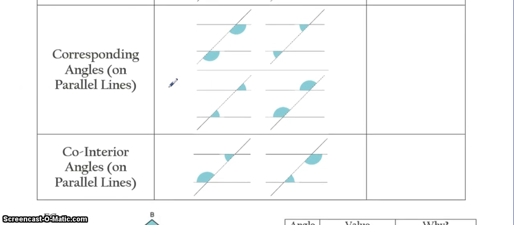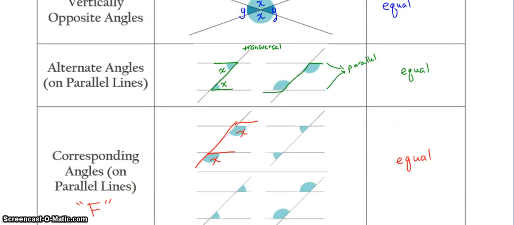The next one involving parallel lines. The angles are on the same side of the parallel lines. So in this case, they're both below the parallel lines, and they're on the same side of the transversal. So they are also both on the right side of the transversal. This is what we call the F pattern. And with the F pattern, corresponding angles are equal. So that's the F pattern. And this one here is the Z pattern.